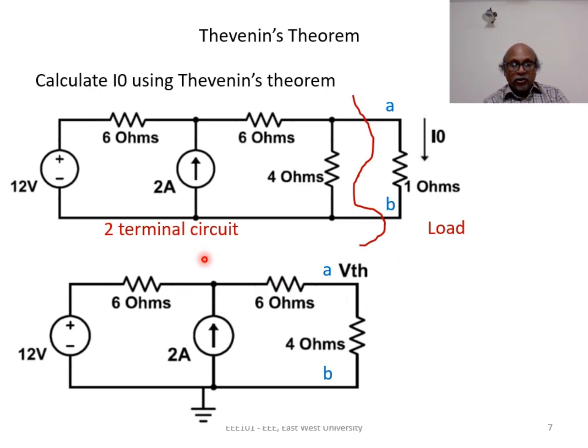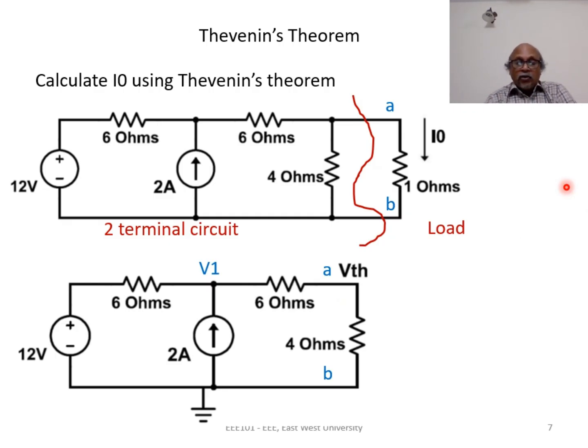We have a node where three circuit elements are connected, 6 ohms, 6 ohms and 2 ampere, and let's say the voltage of this node is V1. Normally, we do not assign a node voltage to a node where only two circuit elements are connected, but we have made an exception here. Why did we assign VTH voltage to this node A where only two circuit elements are connected? Because VTH, that is the voltage of node A, is the voltage which we want to determine.